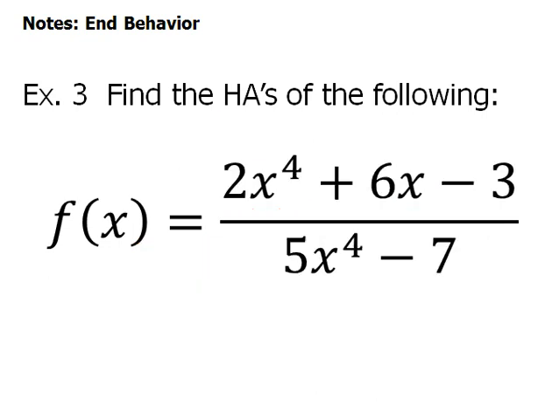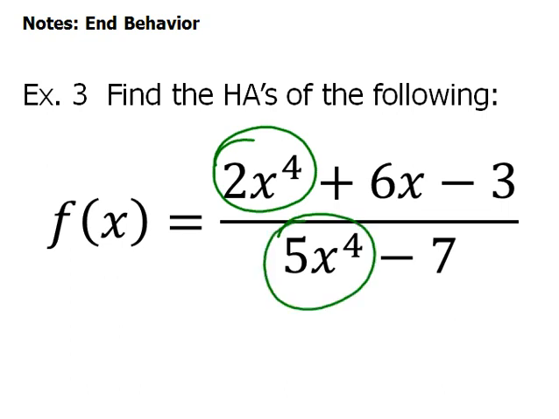Example number 3. We have the rational function f of x equals 2x to the 4th power plus 6x minus 3, all divided by 5x to the 4th minus 7. So, again, looking for the leading term. In the numerator is 2x to the 4th, and the denominator is 5x to the 4th. Now, let me just pause right here real quickly. Conventionally in mathematics, we will write polynomials from greatest degree to least degree. You should order it from greatest to least. That way you can pick out the leading term.